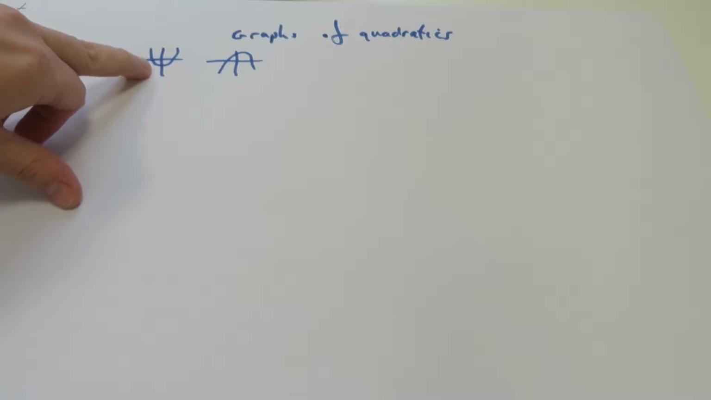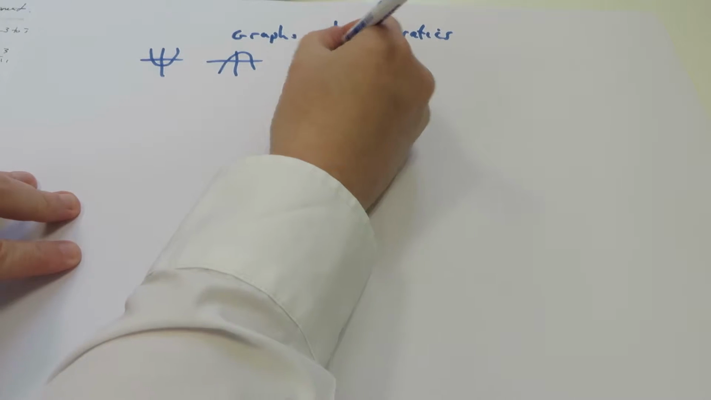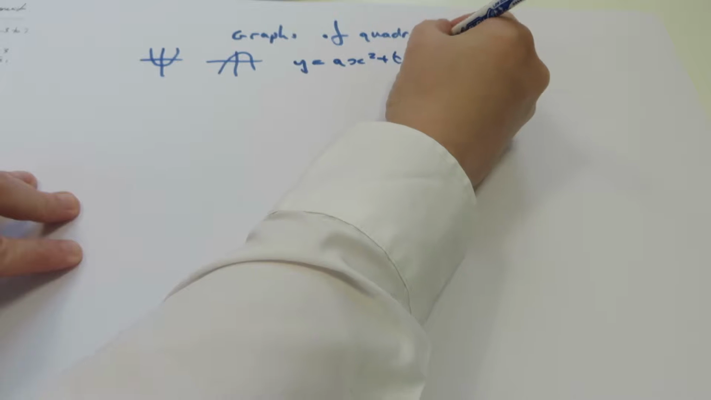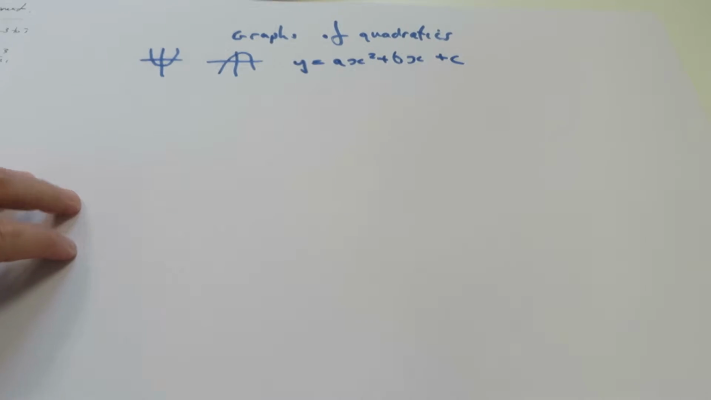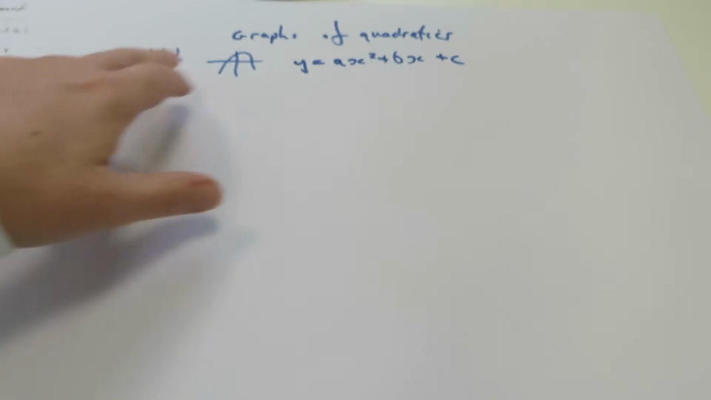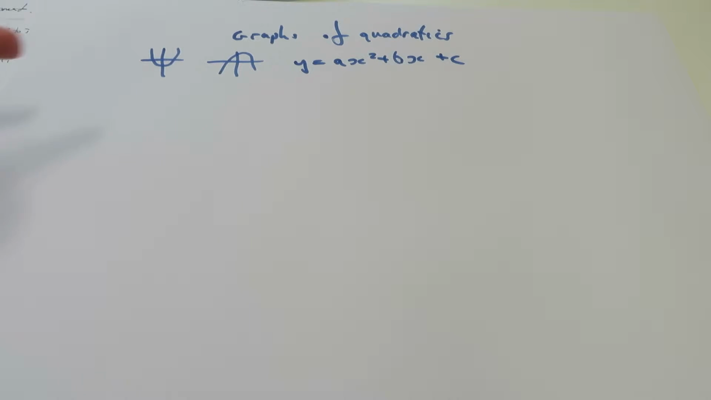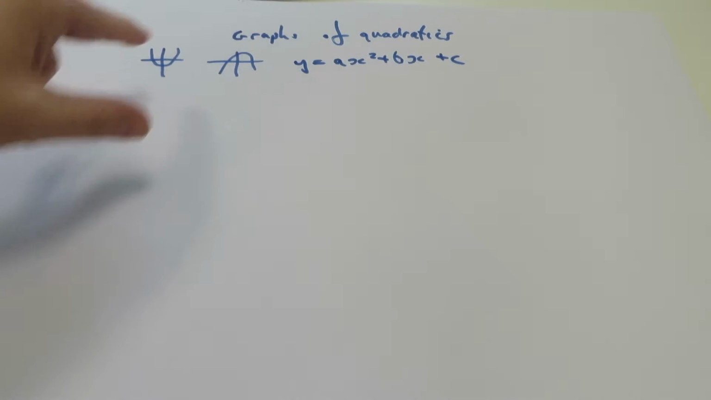This will be a positive quadratic, and graphs of quadratics are generally in the form ax squared plus bx plus c. That's the general form. So this quadratic here is where a is positive, and this quadratic here is where a is negative. They tend to have a U or an N shape.